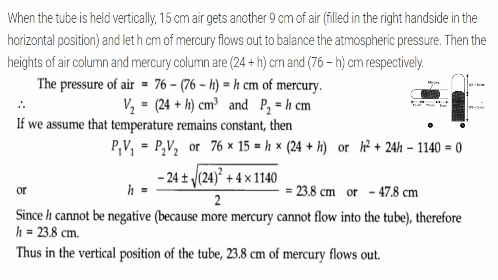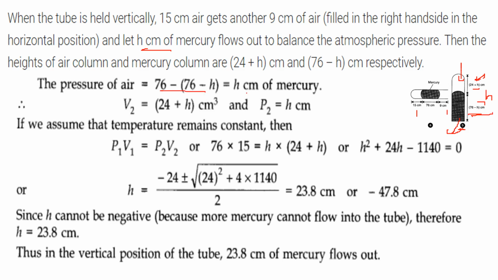Now when the tube is turned vertically, this 15 is added with 9, so we get 24. So this is filled in the say hand side in the horizontal position, which becomes the vertical position. So let H centimeter of mercury flow out. So the height of air column and mercury column will be 24 plus H and 76 minus H. So the air pressure will be what? 76. Basically this H is the only pressure. If you want to compute it, it will be 76 minus of 76 minus H.